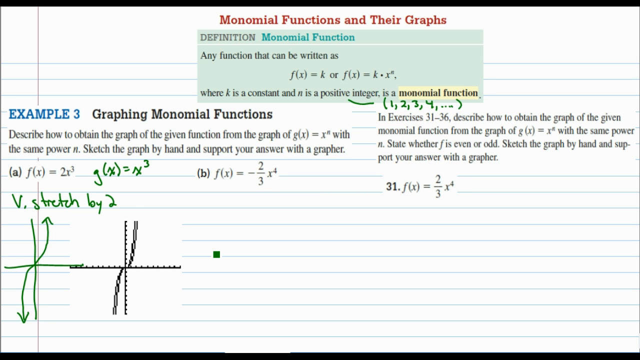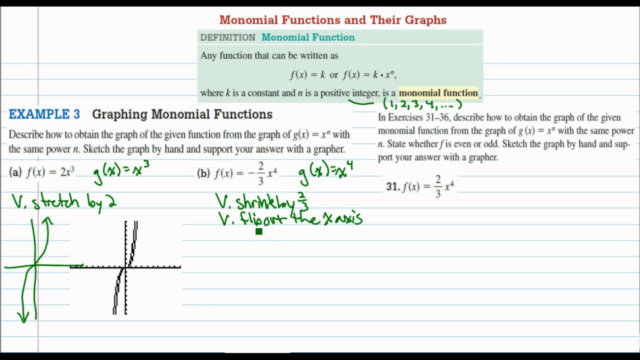Now, part B. f of x equals negative 2/3 x to the 4th. Okay, x to the 4th is not one of my basic functions, but I'm familiar with it enough to know that it looks kind of like a parabola. So the g of x function is going to be plain old x to the 4th, which means f of x is going to have a vertical shrink by 2/3 and a vertical flip over the x-axis.